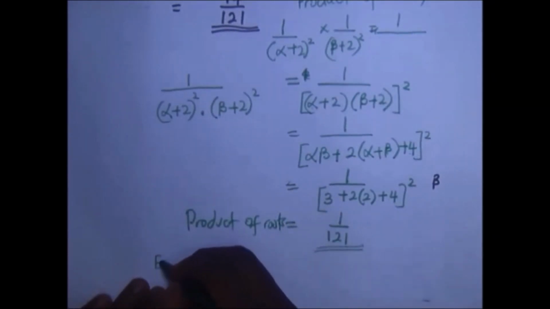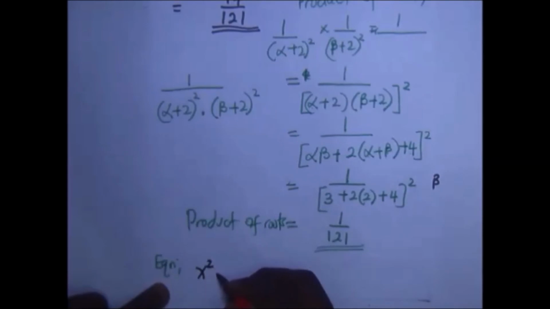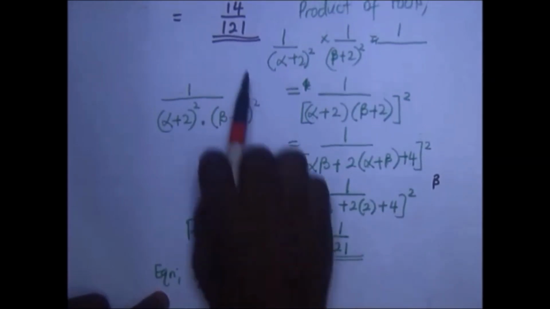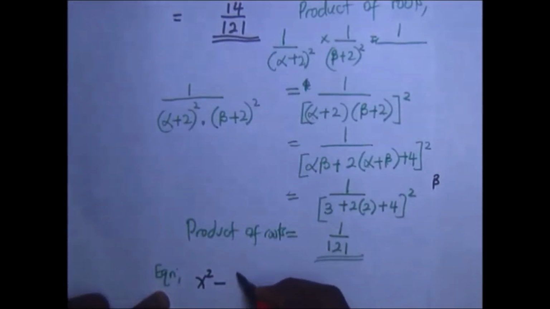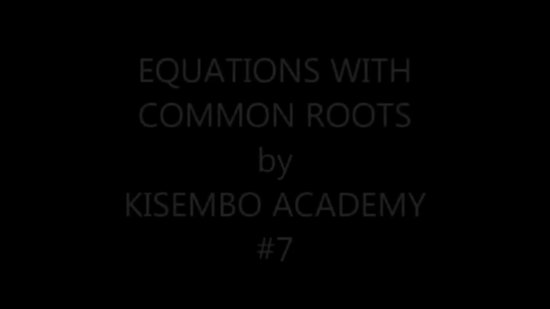So in essence, the final equation is going to simply be x squared minus the sum of the roots. The sum of the roots we got was 14 over 121, so it's going to be 14 over 121 x, plus the product of the roots, which is going to be 1 over 121. So that's the quadratic equation we get.